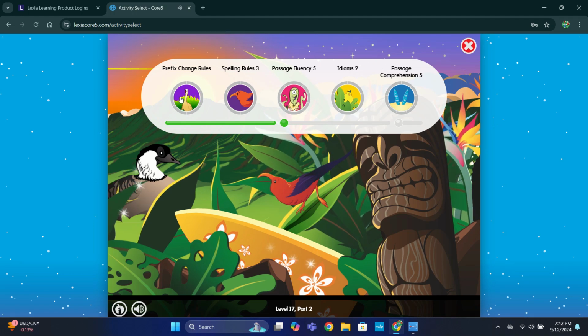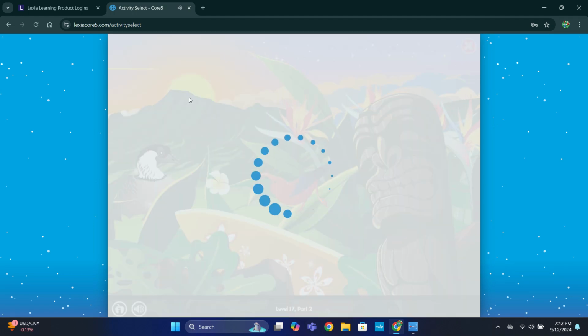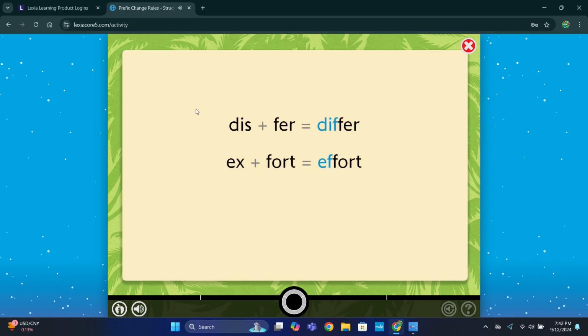Look at the face on that key. Does it look fierce? The last letter of the prefix dis changes to the first letter of the root when the root begins with F, as in differ. The last letter of the prefix ex also changes when the root begins with F, as in effort.